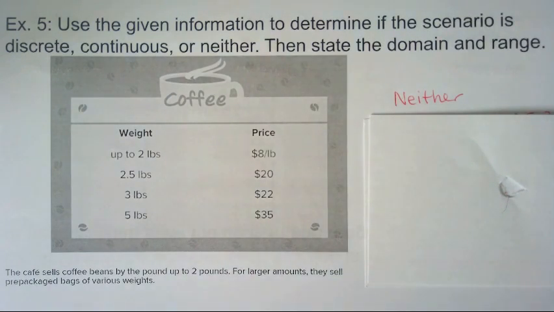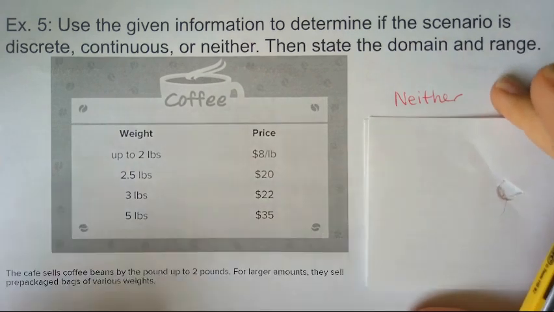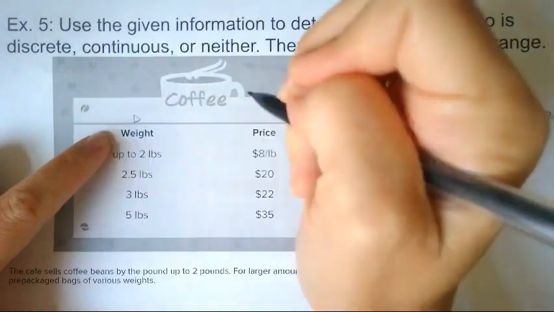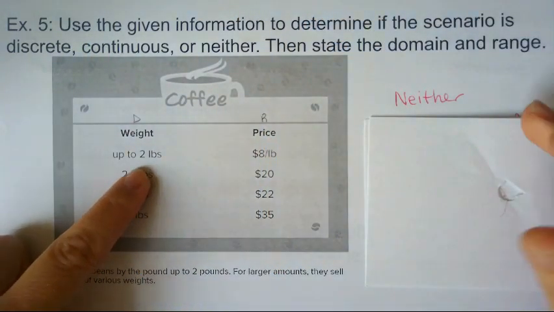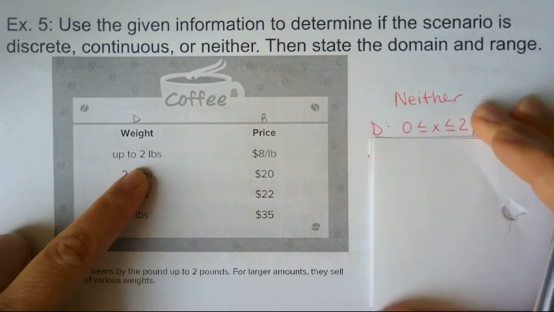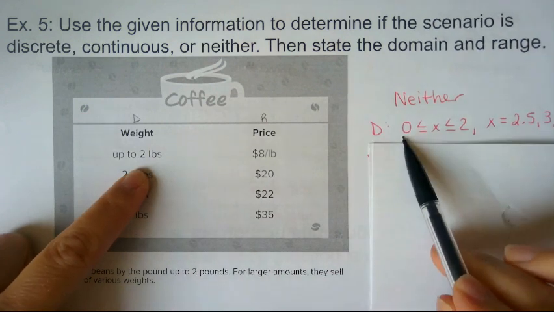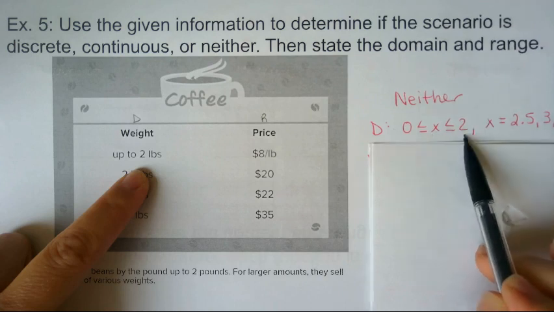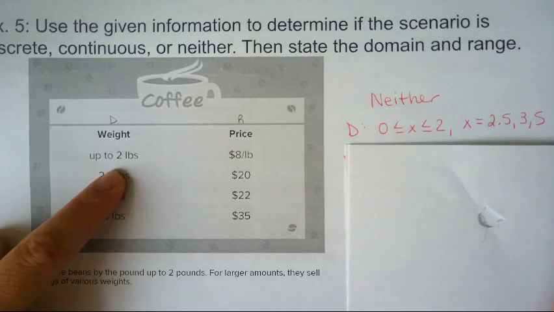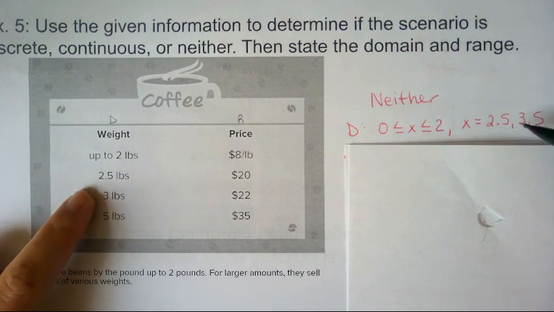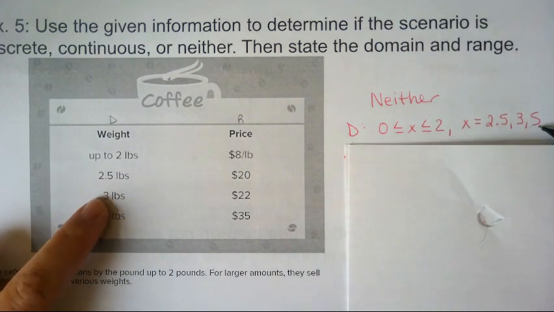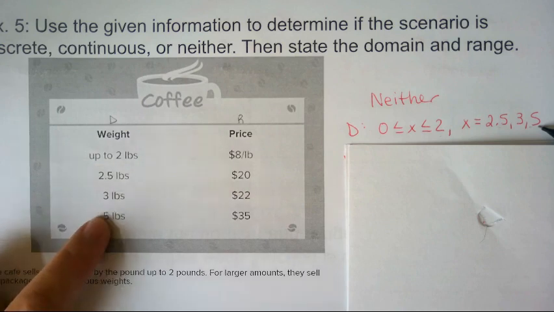And then if they wanted you to state the domain, it would be that same thing. My domain would be the weight, and my range would be the price. So how do I write up to 2 pounds? Well, the lowest amount I could buy would be 0. So I can write 0 is less than or equal to x less than 2. And then I can add to it, I can be x equal to 2.5, x equal to 3, and x equal to 5. So these are just specific points.